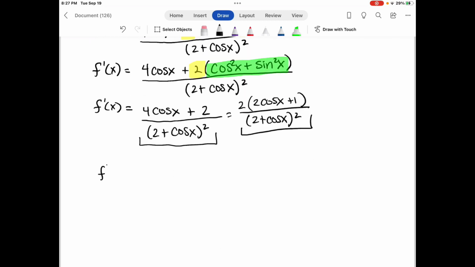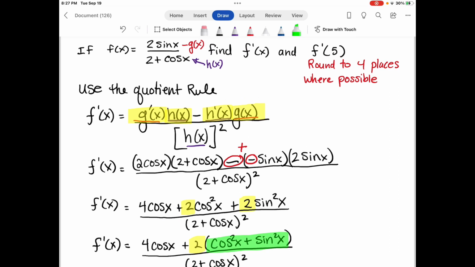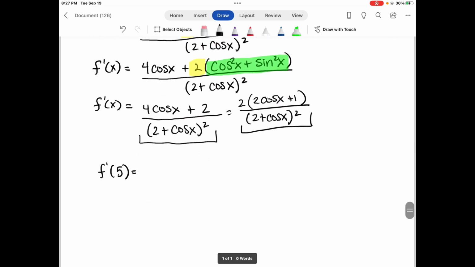So now we need to evaluate this at 5. Now notice here, when I look at how it's asking me to evaluate it, it doesn't have 5 degrees, it's just 5. If there's no degree symbol there, then you're assuming that it's in radians. Okay, so make sure your calculator is in radian mode. So when you evaluate this, you get the correct answer.